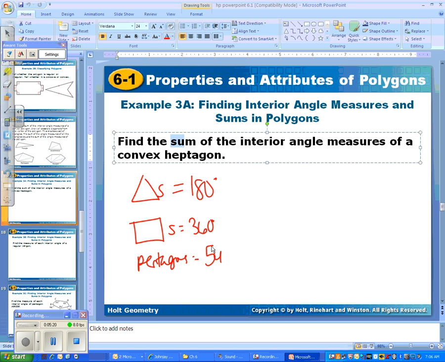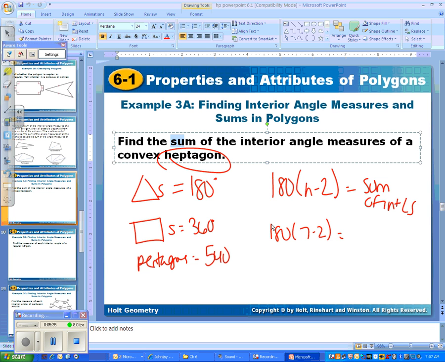540. There's a formula. The formula is 180 times n minus 2 is going to equal the sum of interior angles. So for a heptagon, hepta means 7, you would plug in 7 and then solve, and that tells you the sum of their interior angles.